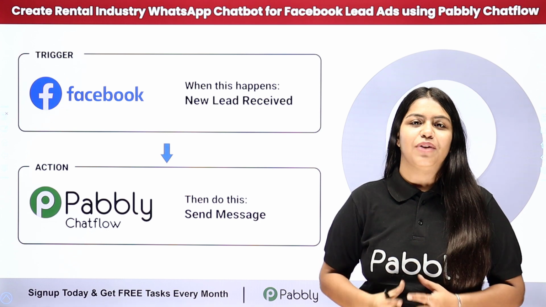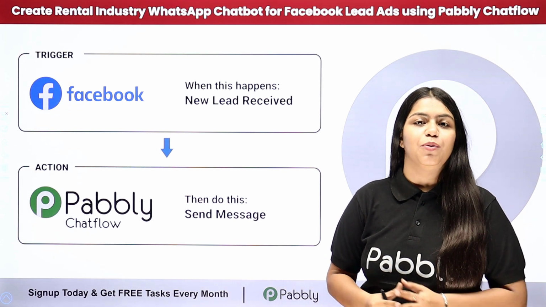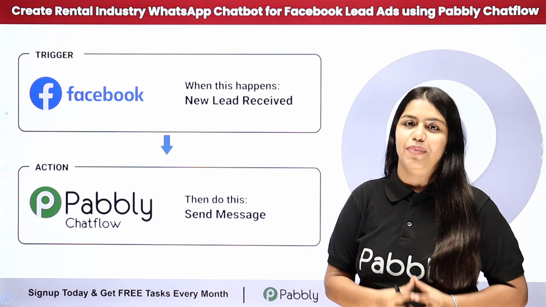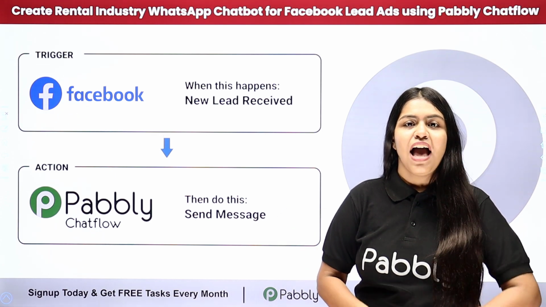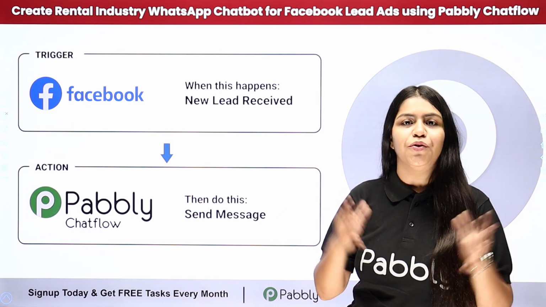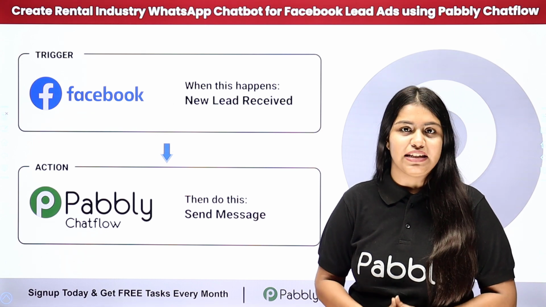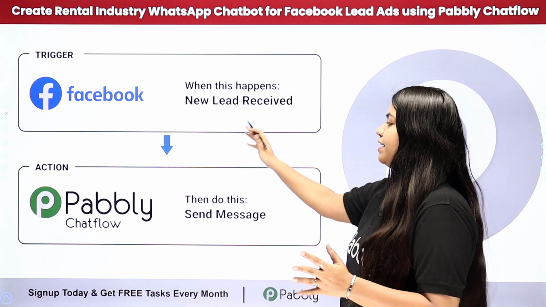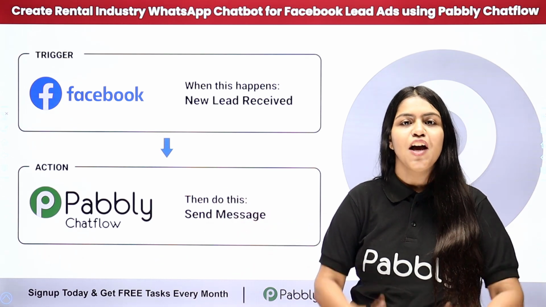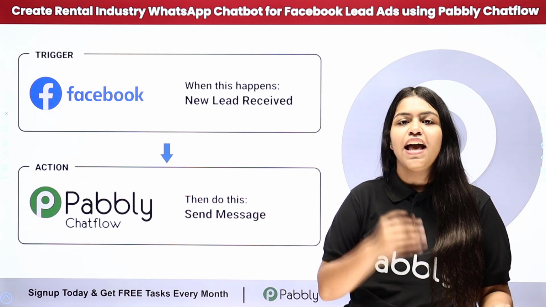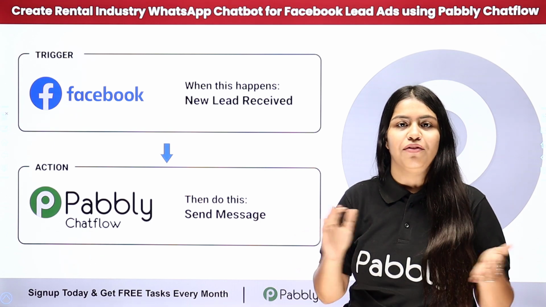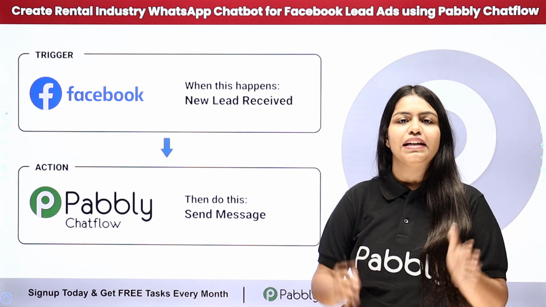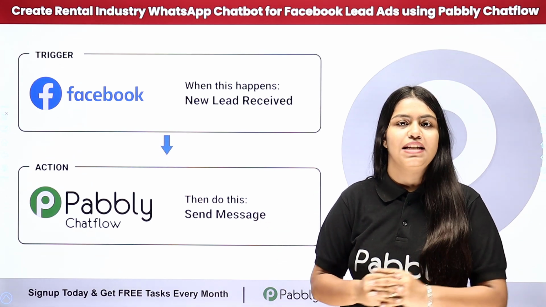So over here I'm running a rental business and we use Facebook lead ads to get more leads for our business. And now I want to create a WhatsApp chatbot for all the Facebook lead ads received. So for that I'm simply going to create a connection between Facebook lead ads and Pabbly Chatflow first, so that as soon as my lead fills in the lead gen form on my Facebook lead ads, automatically they are going to receive an automated WhatsApp message.